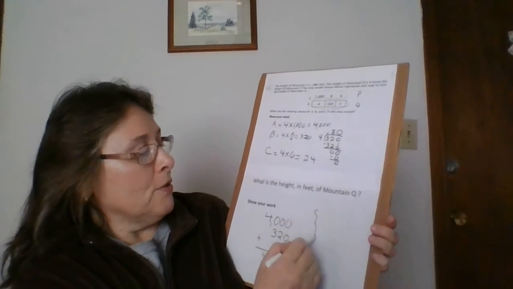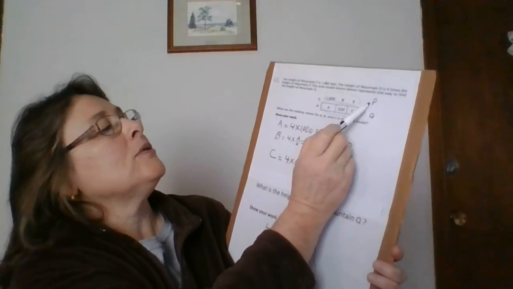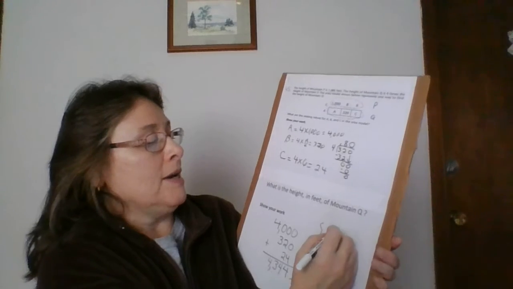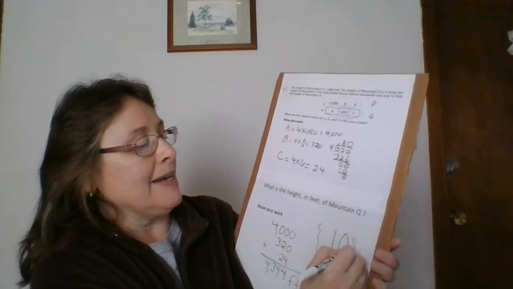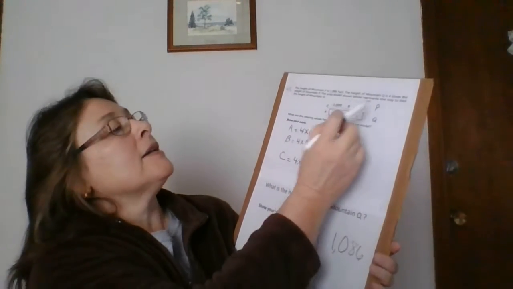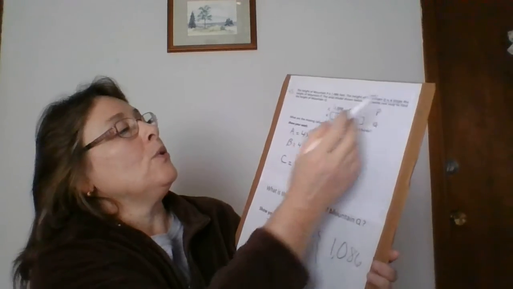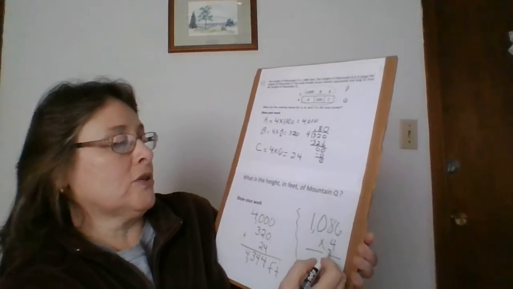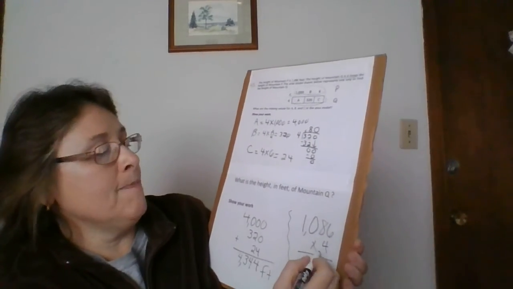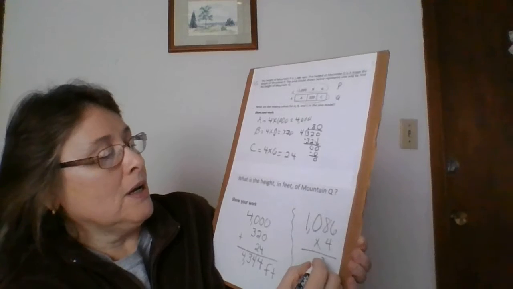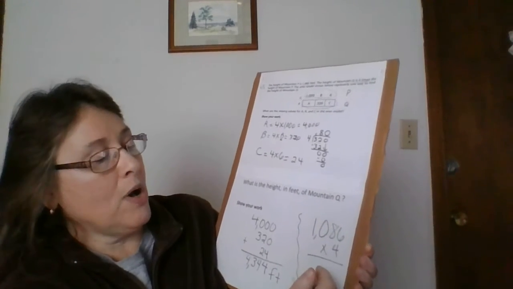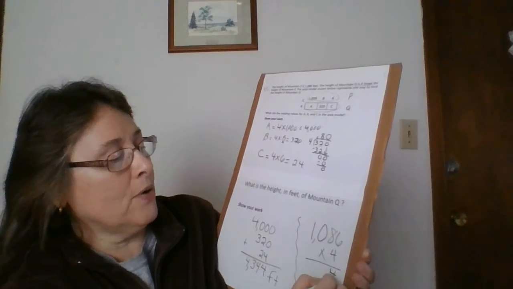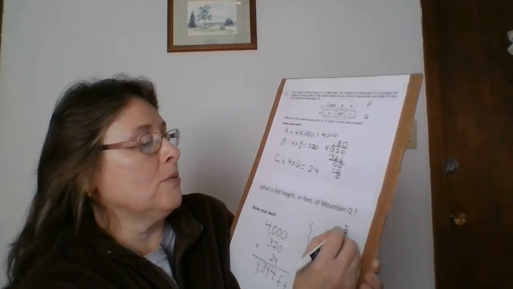Now I could have done it another way. Mountain P, we already said in the question, was 1,086 feet. And it says in order to find mountain Q, it was 4 times as many. So let's go ahead and solve it this way. 4 times 6, 4, 8, 12, 16, 20, 24. 4 times 6 is 24. Put down the 4, carry my 2.